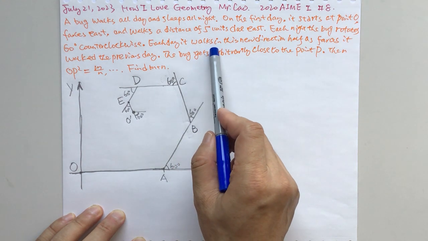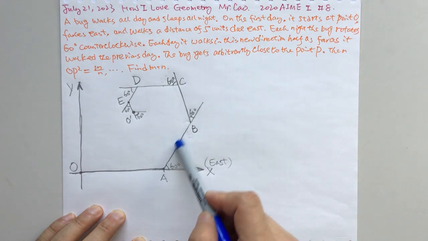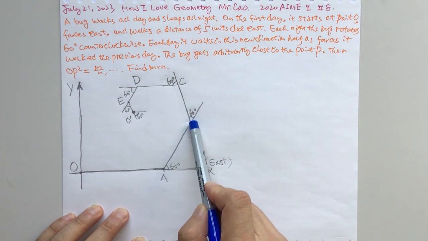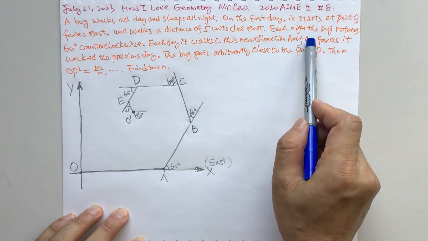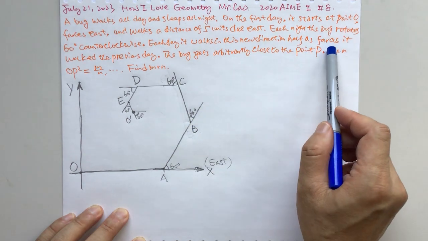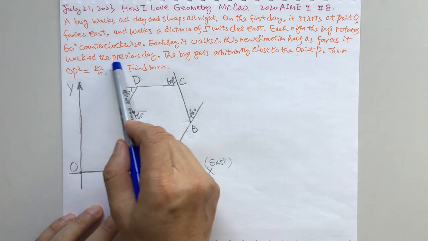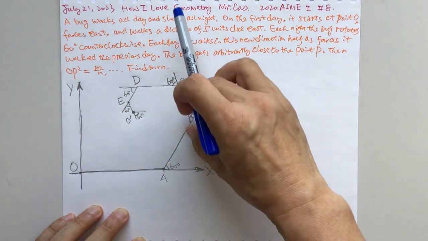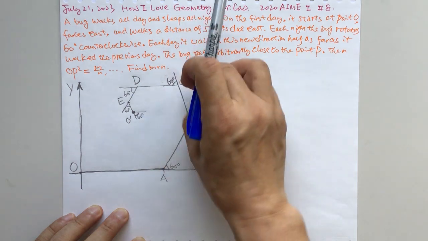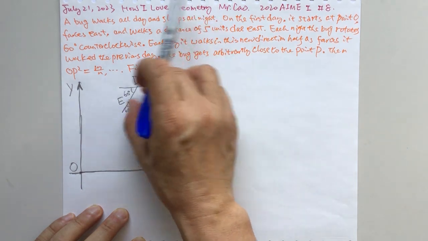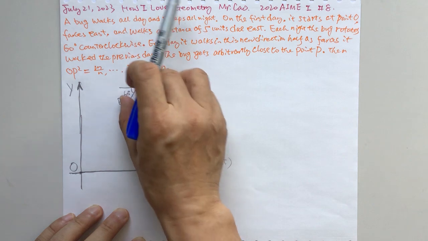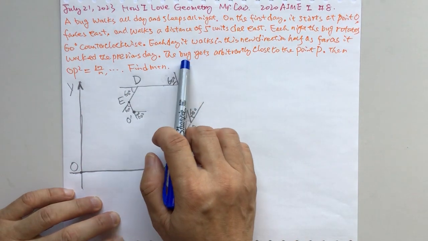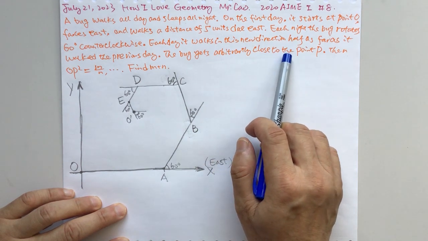Each day, it walks in this new direction, half as far as it walked the previous day. So this is half of this one, and this is half of this one, and so on, forever. And the bug gets arbitrarily close to a point.